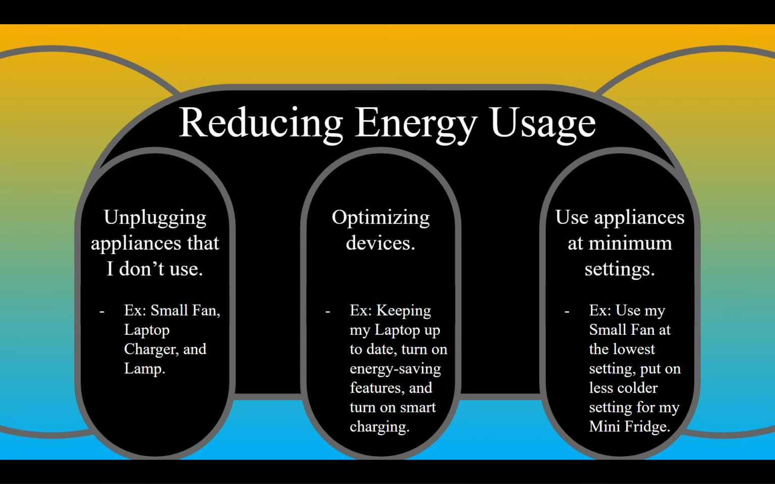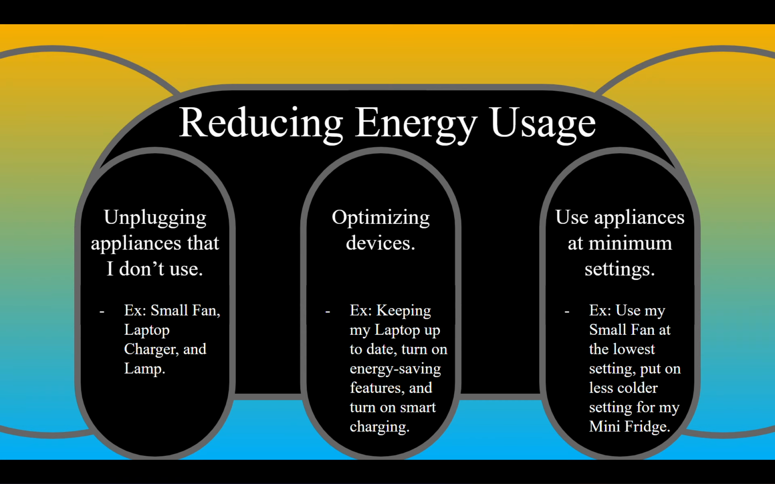There are many ways to reduce energy consumption, three of which I'm choosing are presented here. So unplugging the appliances I don't use is a great way to save energy. Unplugging my laptop charger when my battery is full, along with keeping the fan off, helps reduce energy consumption. Optimizing devices helps reduce workload and helps increase efficiency on any device, such as turning on energy saving features and enabling smart charging for my laptop.